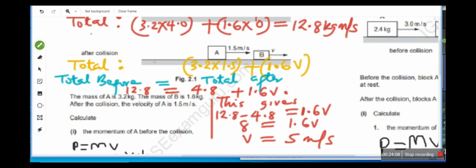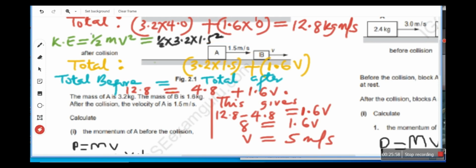Everybody, are you ready now? Kinetic energy is half mv squared, which is equal to half times the mass of A, 3.2, times the velocity of A squared, which is 1.5 squared. And that gives us 3.6, right? Okay, let's add it to the kinetic energy of B. What's the kinetic energy of B?